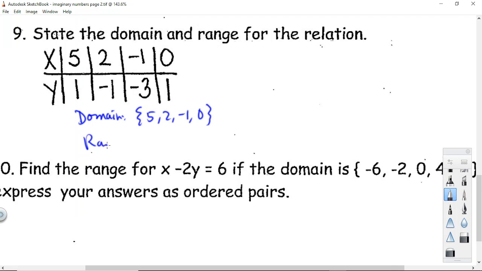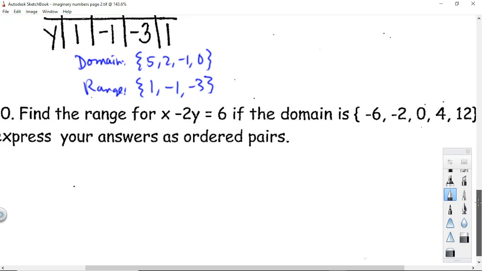And the range, list all the y's. 1, comma, -1, comma, -3, and then we have a 1 that's in there again, which we don't have to write it twice. We should not write it twice. Okay. So 1, -1, -3.